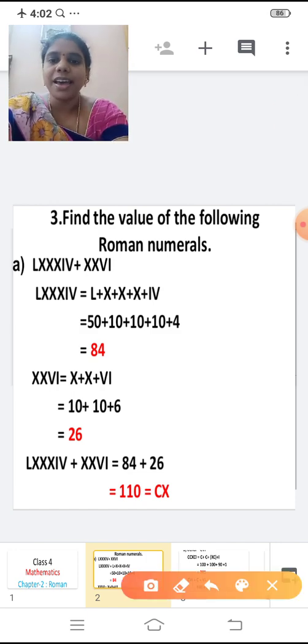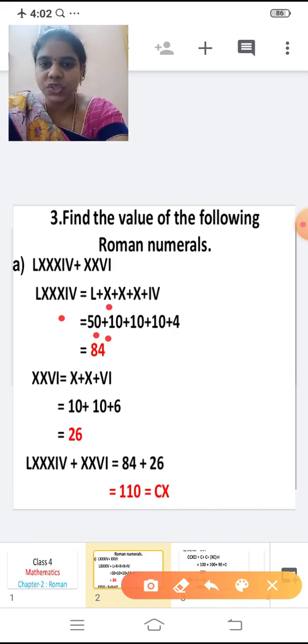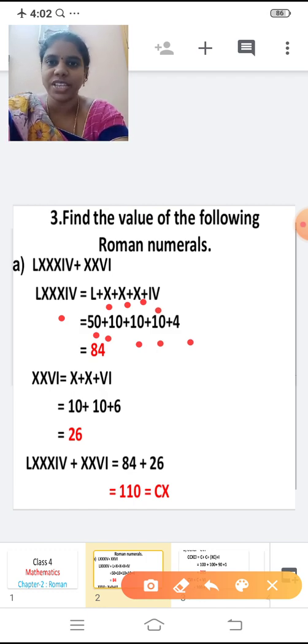LXXXIV. So how to write? L plus X plus X plus X plus IV. The value of L is 50. X is 10. Again one more X is 10. Plus X, one more X, 10. Plus IV. The value of IV is 4. Add all together, the answer is 84.